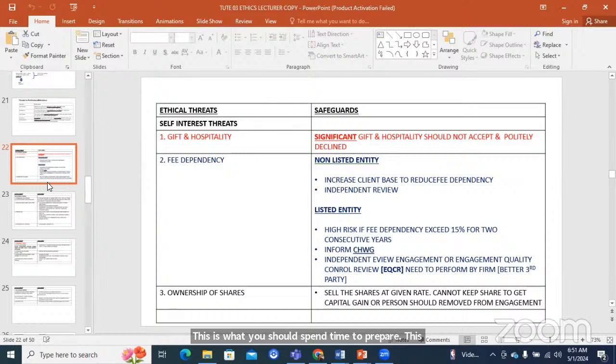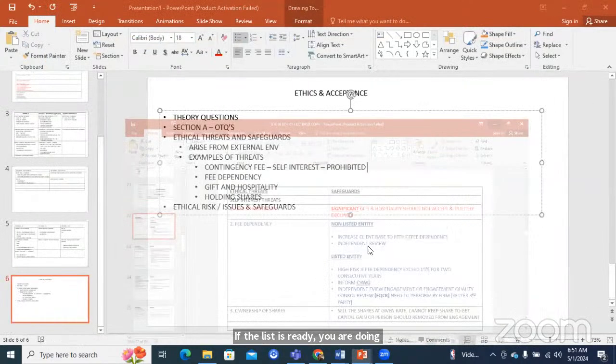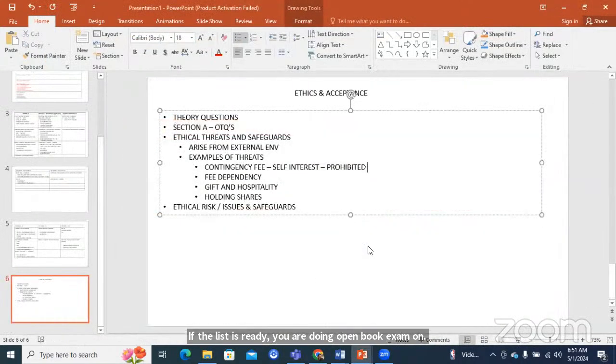Let's say you prepared all the threats and safeguards from the last 10 years of past papers. If the list is ready, you are doing an open book exam only. Why? Don't study the Kaplan study text. Don't study any other material.